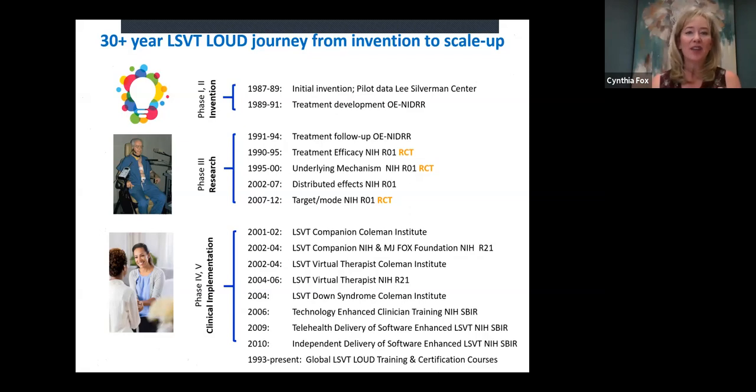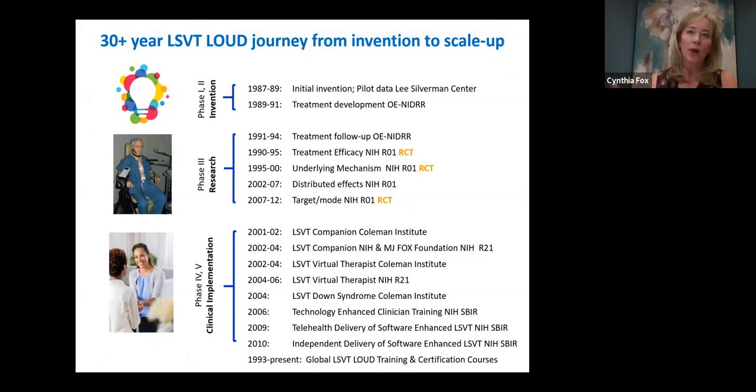It's one thing to develop a treatment, write the science, and publish it in journals. It's another thing to say, how do we scale that into clinical practice to the point that the fidelity of treatment that patients receive matches what we did in our research studies?